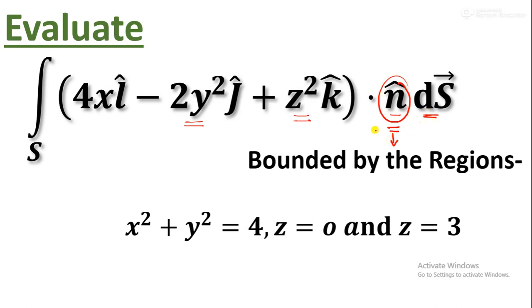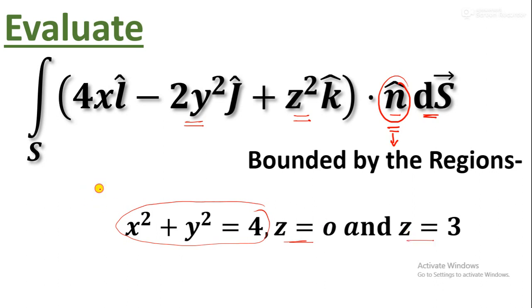It is given that the surface is bounded by the regions x square plus y square equals 4, z equals 0 and z equals 3. Before starting this question, you will have to know the area bounded by these regions. x square plus y square equals 4 is a circular plane having radius r equals 2, and it is bounded by the planes z equals 0 and z equals 3.